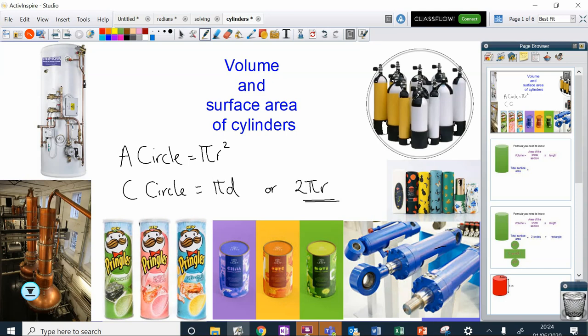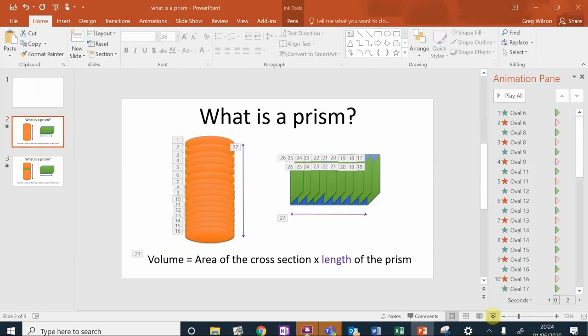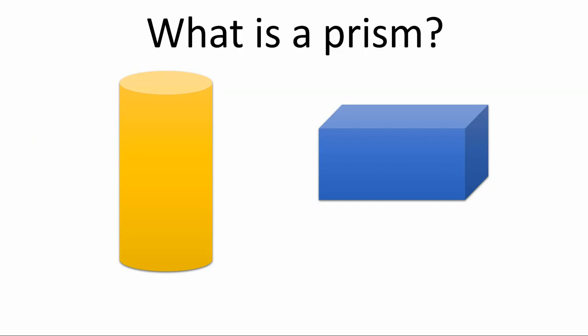But first of all, what you need to appreciate is these are prisms, and before I go any further, let's actually have a look at what we mean by a prism. So what is a prism? So here are 2 prisms. The one on the left is a cylinder, a circular prism, and the one on the right is a cuboid, a rectangular prism. You could have triangular prisms, like a Toblerone, for example. You can have trapezium prisms. I hope I said that right.